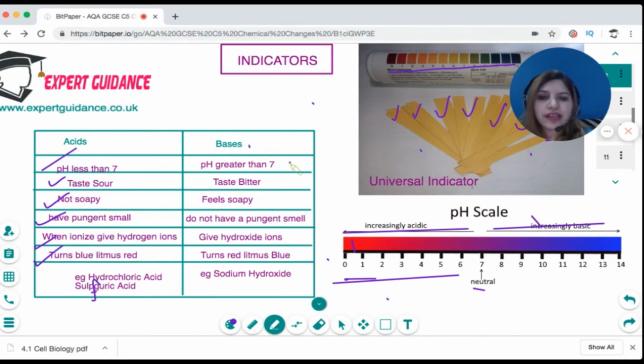Bases have pH greater than 7. They taste bitter. They feel soapy. They do not have a pungent smell. They give hydroxide ions. They turn red litmus blue.